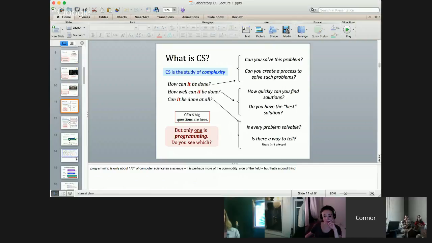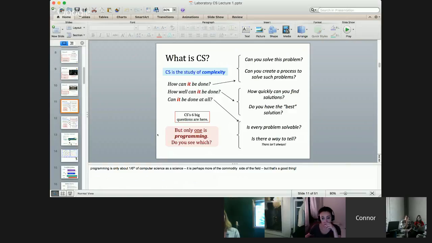So it kind of comes back to the question of what computer science is, being the study of complexity. We wind up having 6 big questions in computer science. You have a problem: can you make a process to solve it? How quickly can you find the answers? Do you have the best way to find the answers? And is every problem solvable? And is there a way to tell?